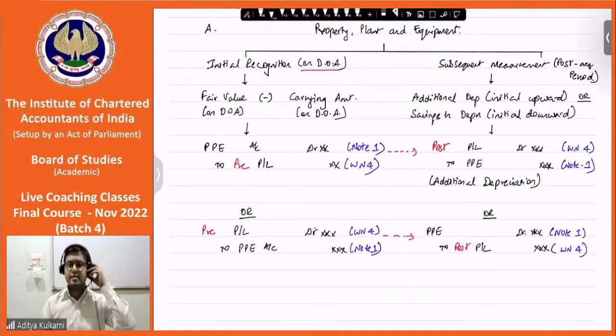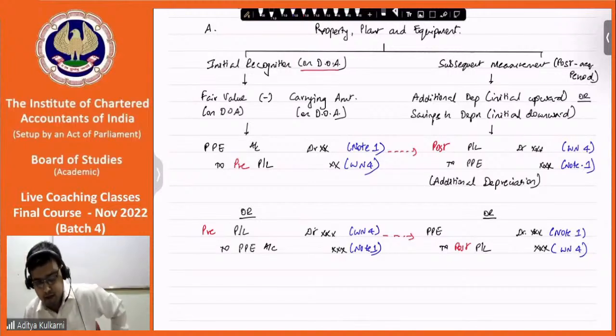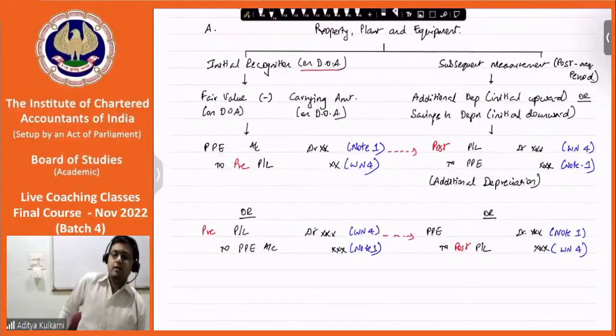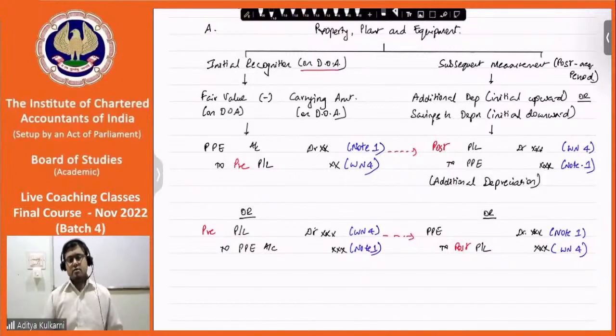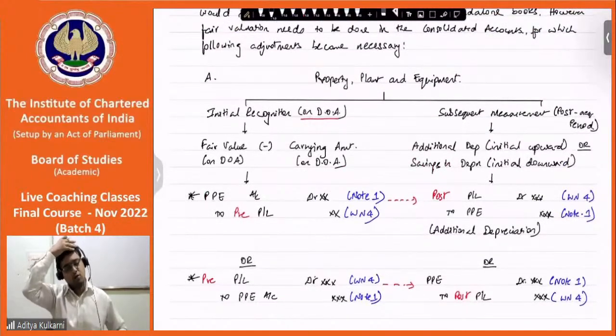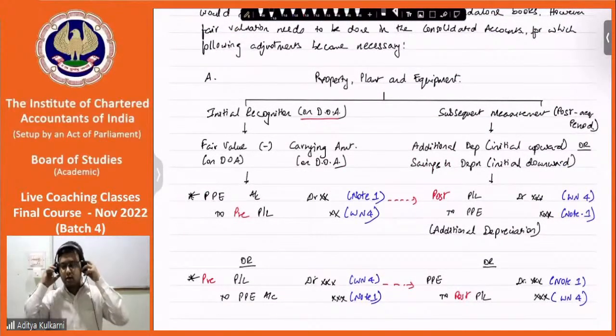Okay, so this is the treatment for property, plant and equipment. This would be the additional depreciation or the savings in depreciation, the journal entries. So in A, I can give this as the first bullet. This can be the second bullet. So fair value adjustments, this is how it's going to happen.